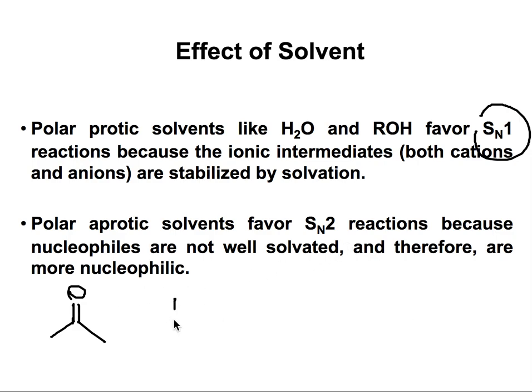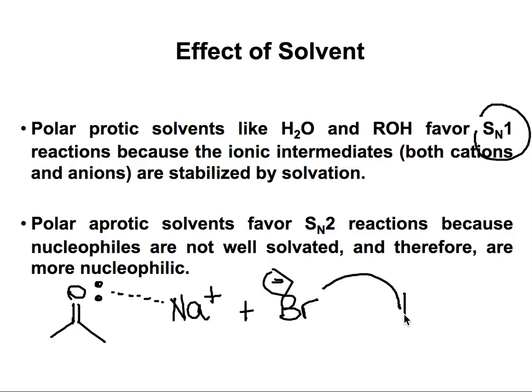So remember, we have something that looks like Na plus Br minus. What will happen here is that the lone pairs will interact with the sodium and will leave the Br minus ready to go and attack. When we have a polar protic solvent, the hydrogens in the polar protic solvent will interact with the Br and will make it a bad nucleophile.